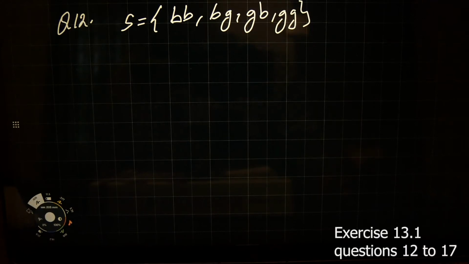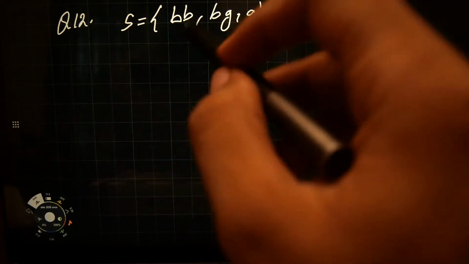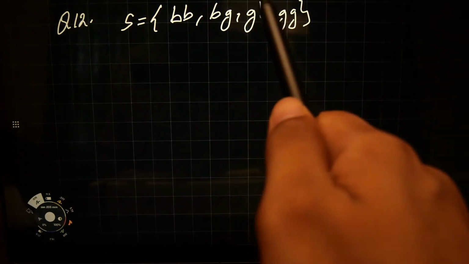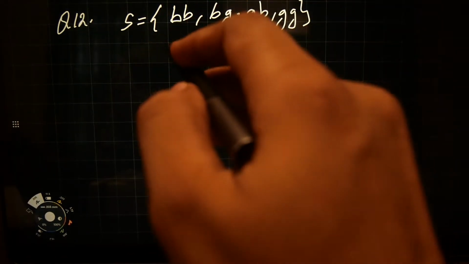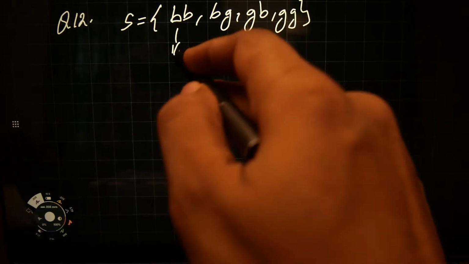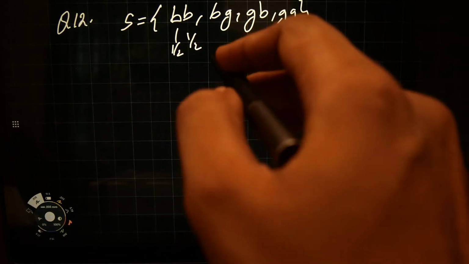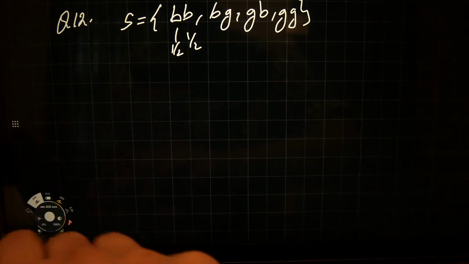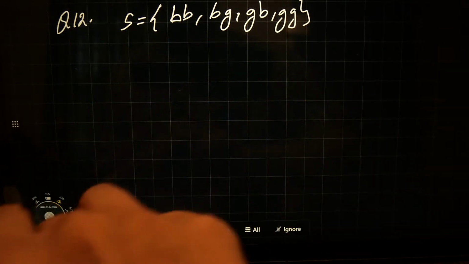So in question number 12, it says assume that each born child is equally likely to be a boy or a girl. So equally likely means it can be boy boy, boy girl, girl boy, or girl girl. The chance of boy is 1 by 2, and this is also 1 by 2. That's what they mean by an equally likely possibility.